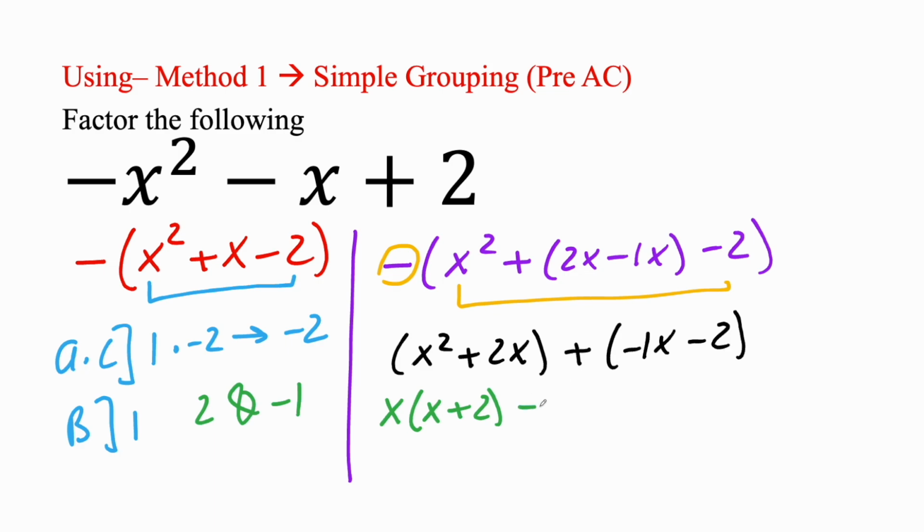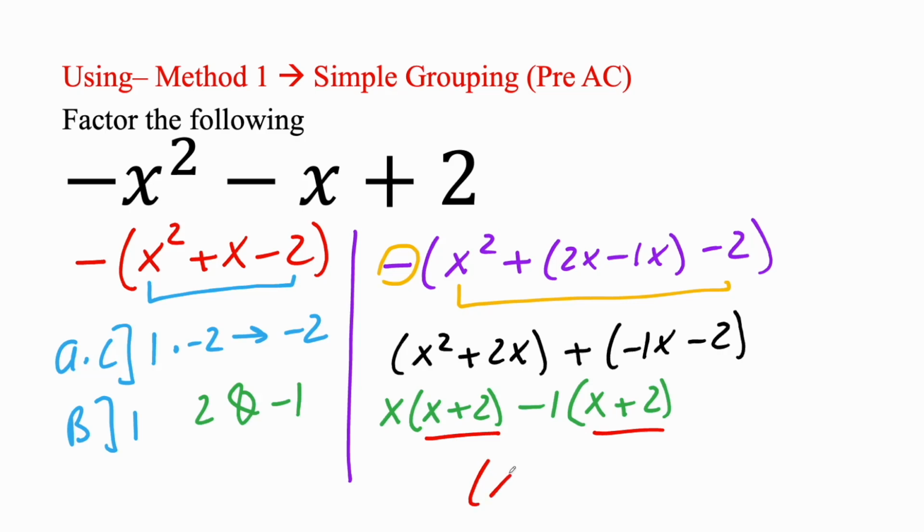So I'm going to take out a negative 1. Then I'm going to do parentheses. Negative 1 times what is negative 1x? X. Negative 1 times what is negative 2? Plus 2. And now we see something identical. X plus 2, x plus 2. Now, had I put this as plus 1, this would be negative x, negative 2, and then nothing would be the same. But because I took out a negative 1, I have something identical.